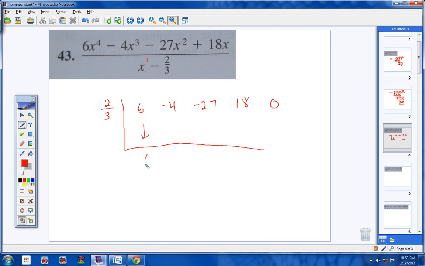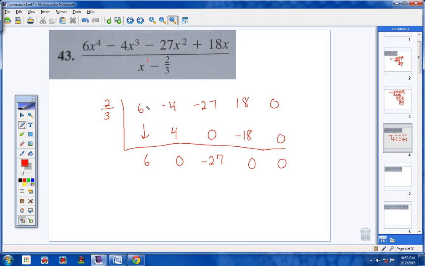Bring down your 6. Multiply, you get a 4. Combine, you get a 0. Multiply, you get a 0. Combine, you get a negative 27. Multiply, you get a negative 18. Combine, you get a 0. Multiply, you get a 0. And 0 plus 0 is 0.